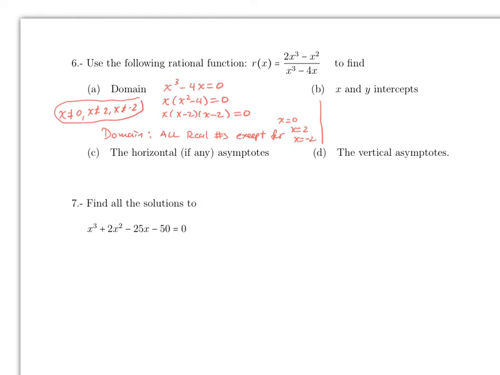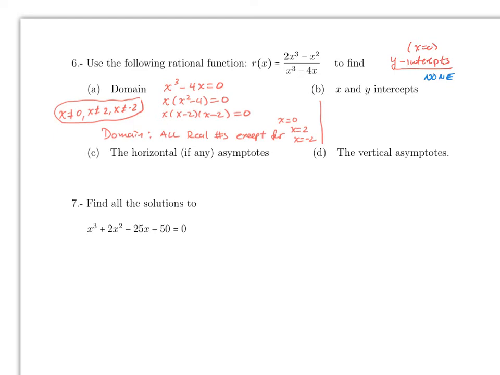All right, so the x and y intercepts. So first, let's do the y-intercept. Y-intercept means that x is equal to 0. But in this particular case, if you put 0, you have 0 on the bottom, so this doesn't exist. So therefore, for the y-intercepts, which means x equals 0, you have none. They don't exist.